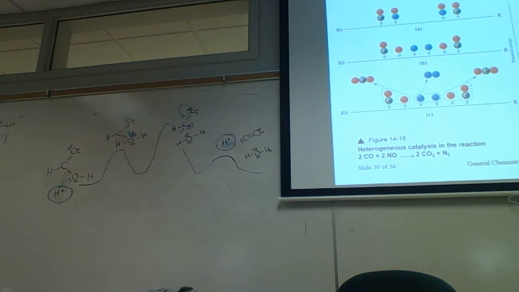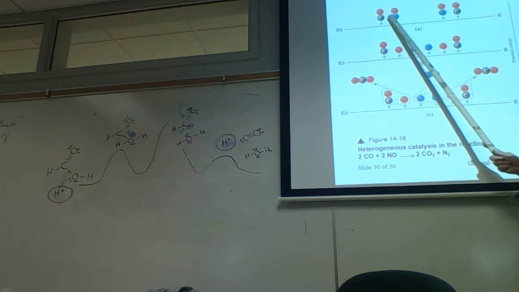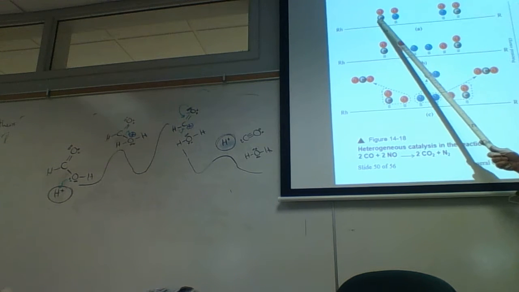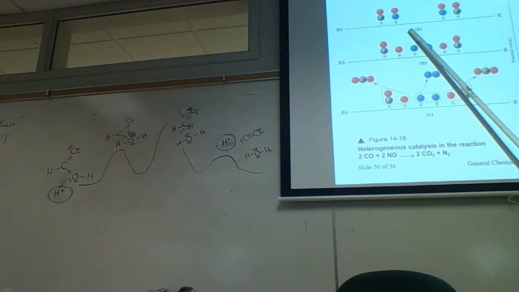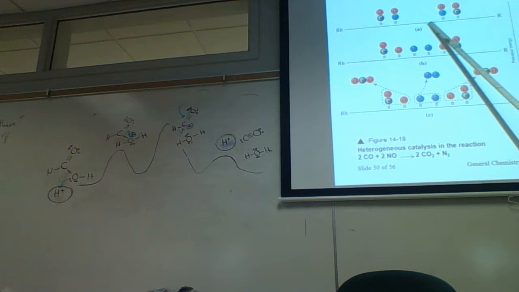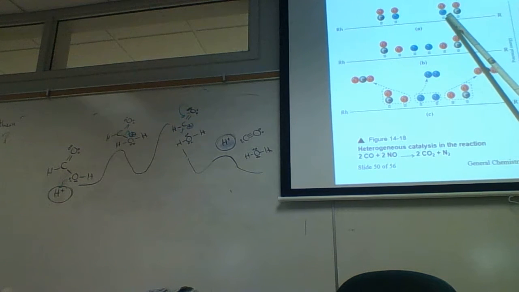There's also heterogeneous catalysts. Heterogeneous catalysts are in different phases. So the reactants in this case are gas phase, NO and carbon monoxide. NO and carbon monoxide components are smog. The catalysts here are typically transition metals. Transition metals are often used because transition metals have empty d orbitals.